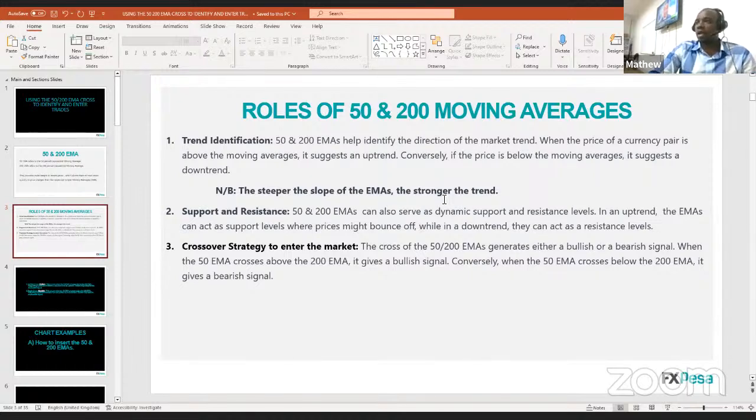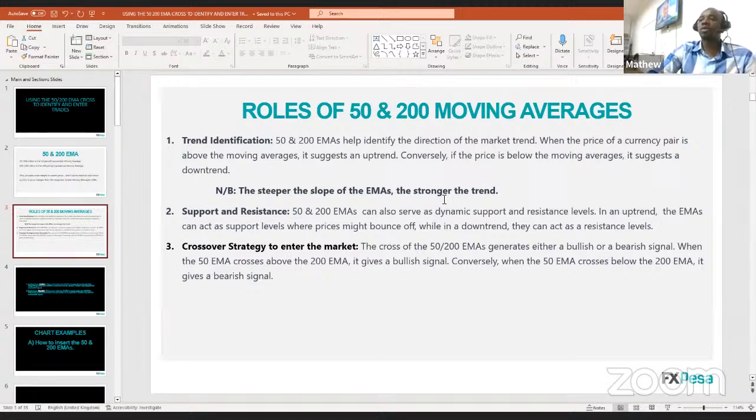So how else do we get to use the 50 and the 200 moving averages? Support and resistance. The 50 and the 200 EMAs can also serve as dynamic support and resistance levels. In an uptrend, the EMAs can act as support levels, where prices might bounce off, while in a downtrend, they can act as resistance levels. So when price gets to the moving average, you can see a certain reaction in that particular asset. This is something we'll have a look at in a few.